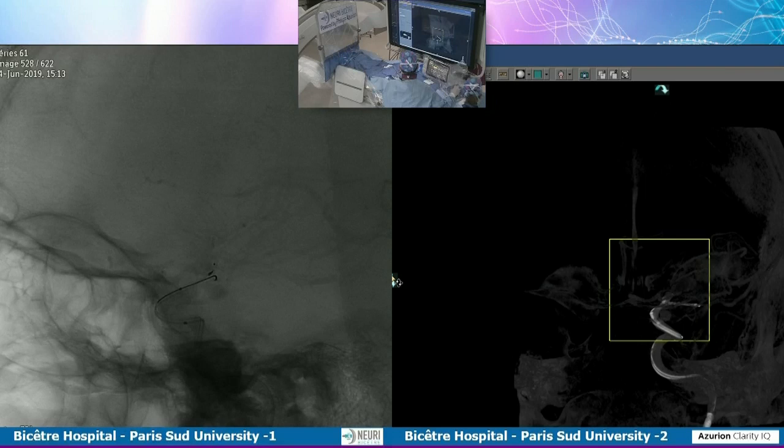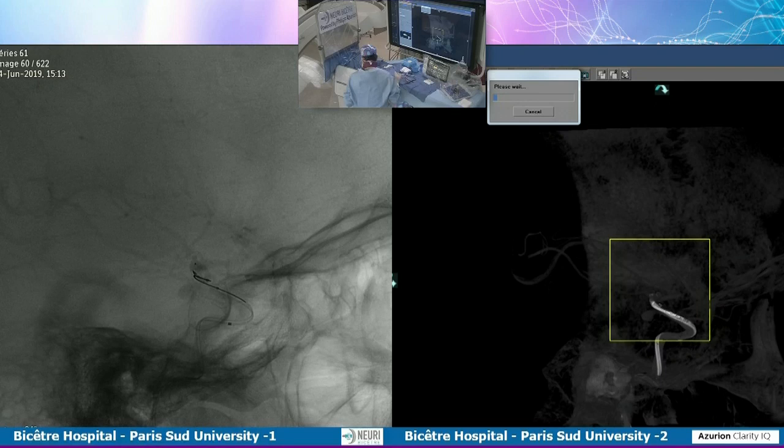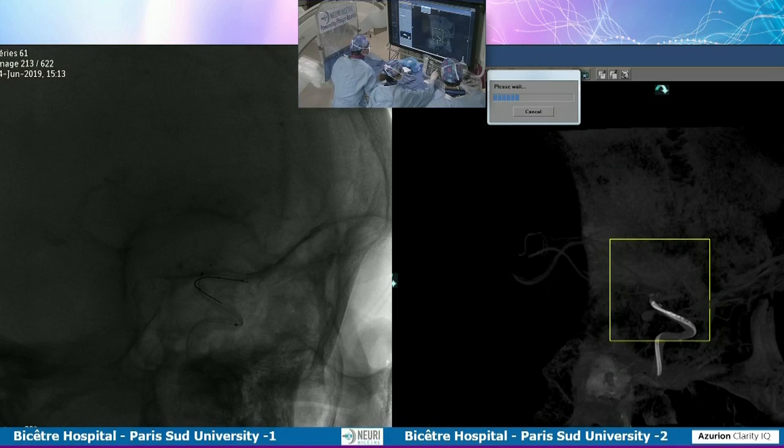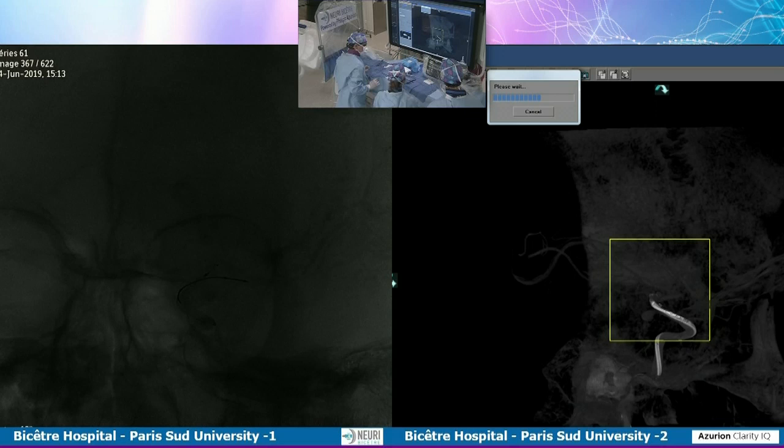Right, so this is a good example of that. They tried a 4.5. If it had worked, that's great, but they were able to remove it and replace it very quickly and very safely with a smaller device. It looks to me like the smaller device is going to cover the neck nicely and fix the aneurysm.